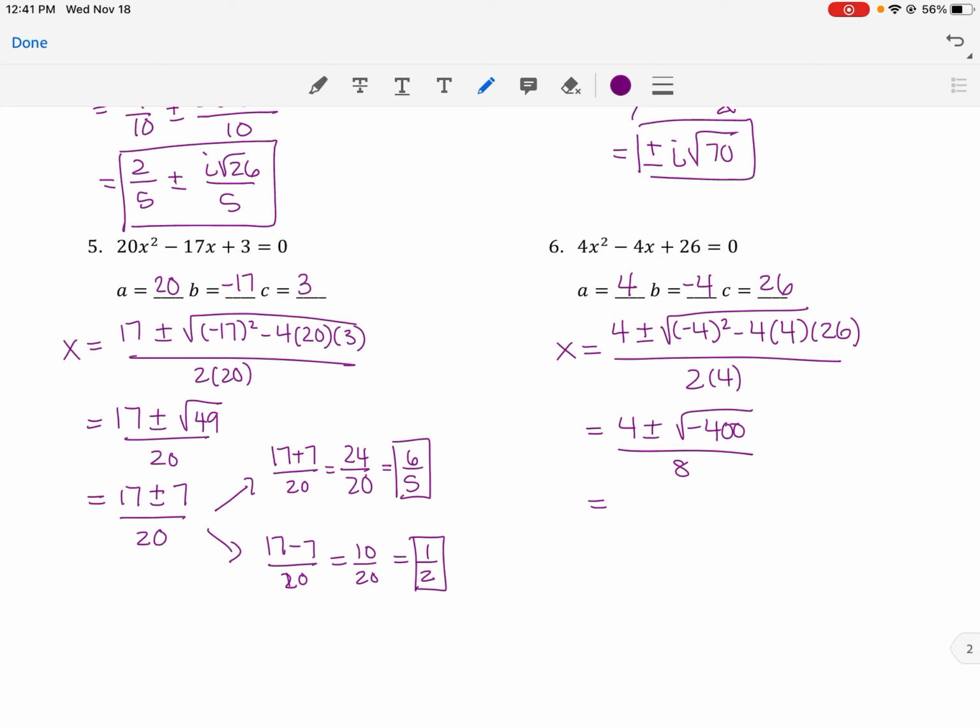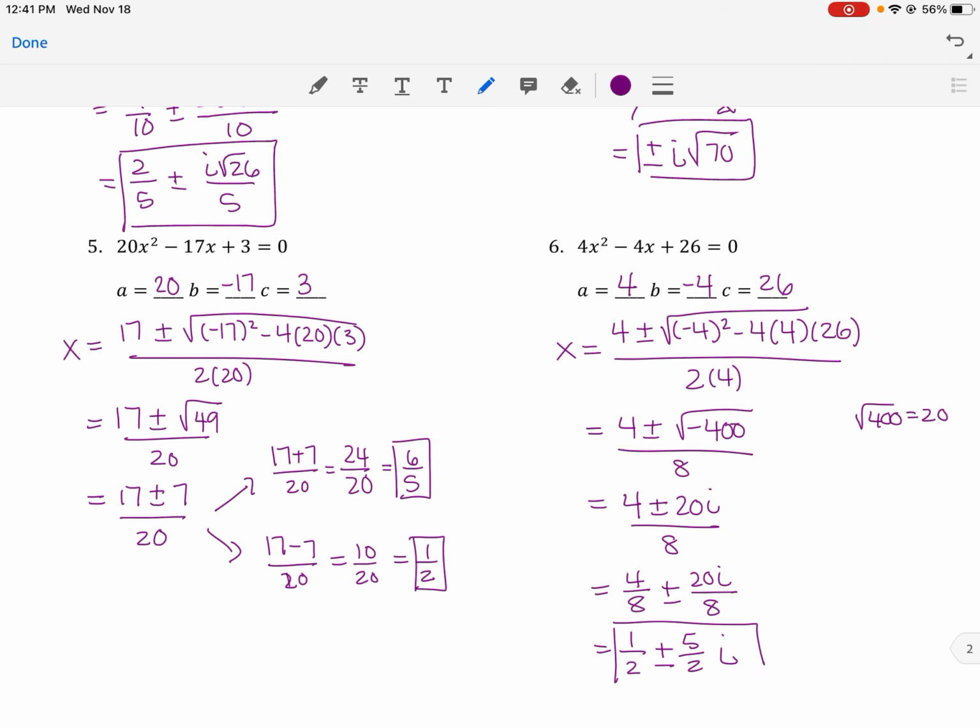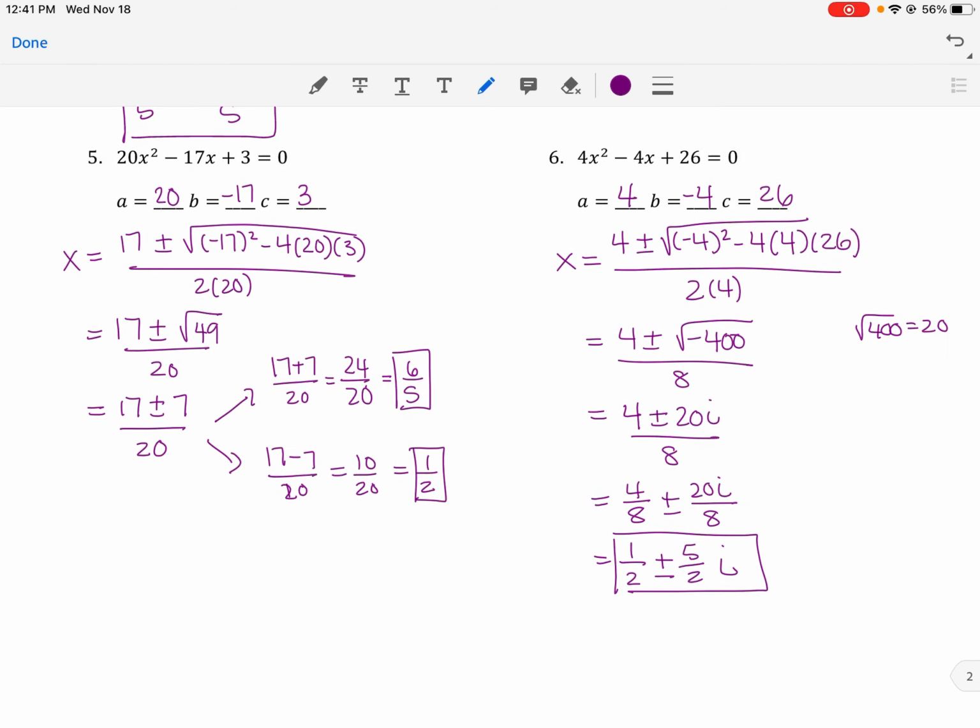In this case, the square root of 400 you may recognize. That actually ends up just being 20. So if you just take the square root of a positive, we get 20. The negative just means it's i, right? So this is just 4 plus or minus 20i divided by 8. So we just got to break it into 2 parts. 4 divided by 8 plus or minus 20i divided by 8. 4 divided by 8 is the same as 1/2 plus or minus 20/8 is the same as 5/2 i.